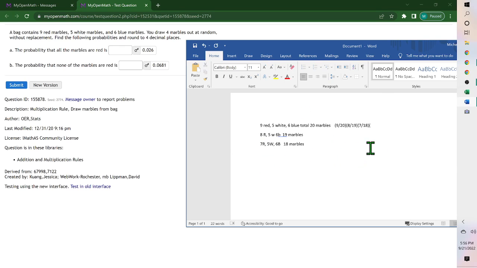Now we're assuming we pulled that red. So there's only 6 red, but there's still the 5 white and 6 blue, for a total of 17 marbles. So the probability of the last one being red is 6 out of the 17. And if you calculate that going 3 decimal places, you'll have 0.026.